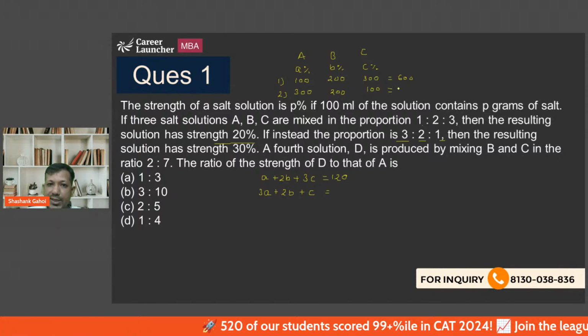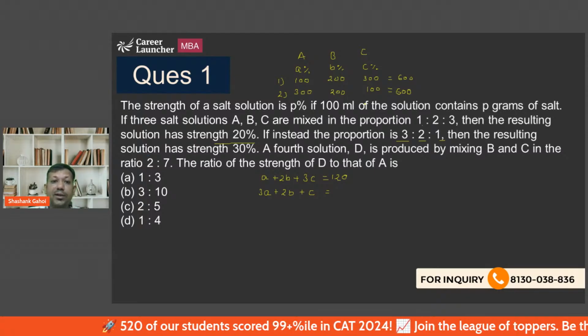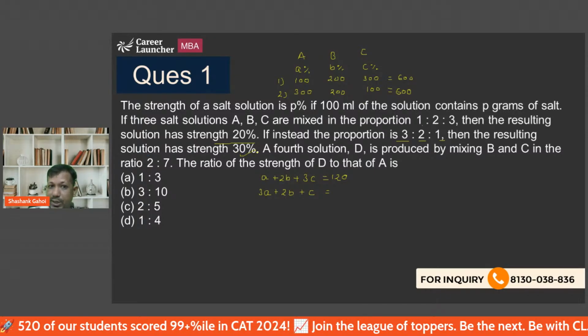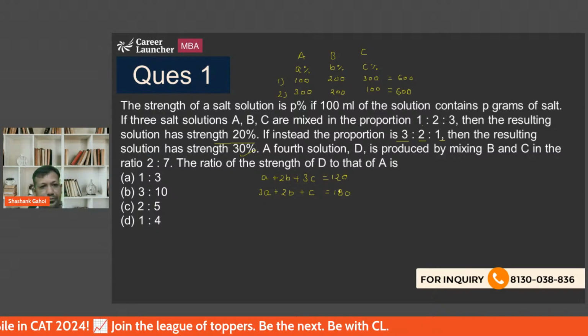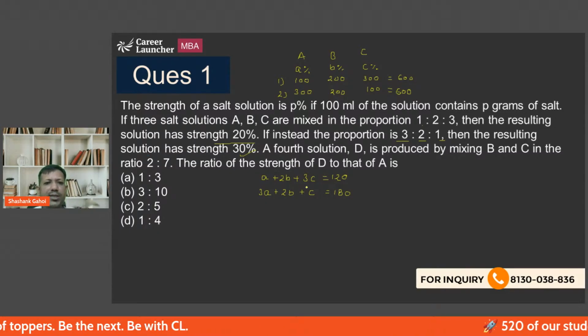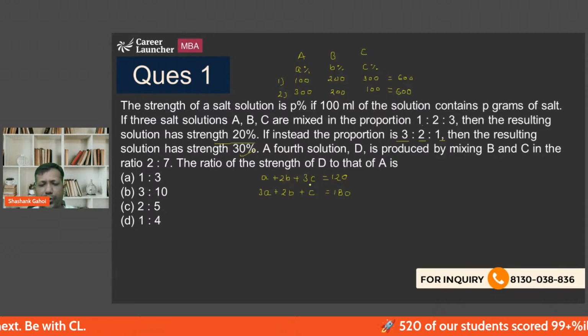Then the total weight is 600, and out of this 600, the total strength is 30%. So what is the total quantity of salt we have? That is 180. So we have two equations and three variables. Now I'm not sure what we are going to do.